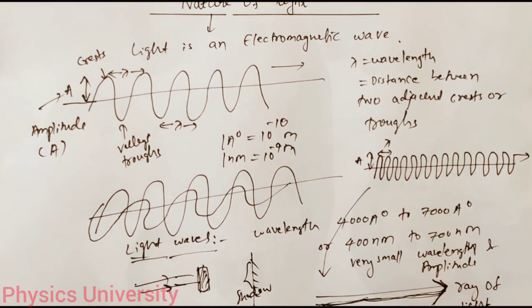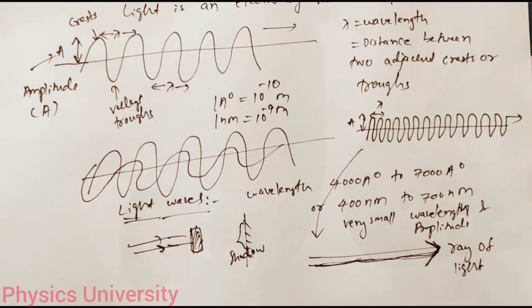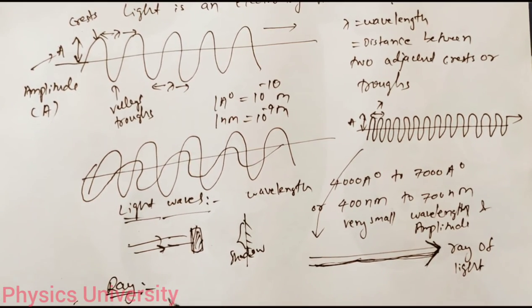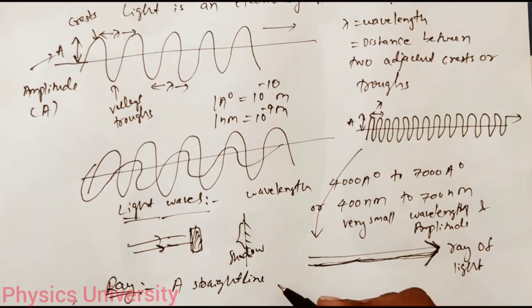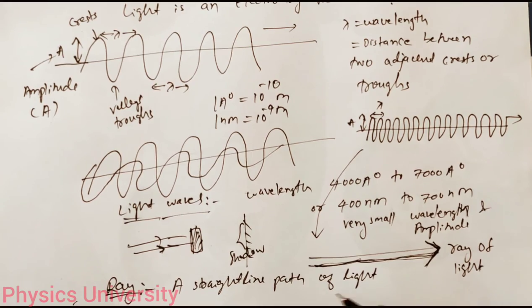So a straight line path of light, simply we can call it as a ray of light. So what is a ray of light? Ray: a straight line path of light. A straight line path of light, we can call it as a ray of light.